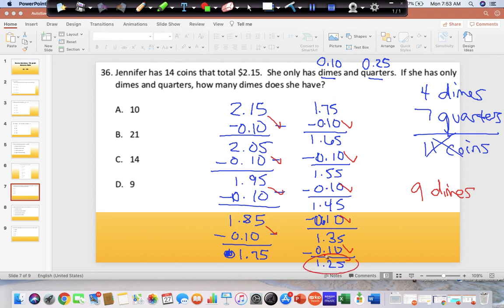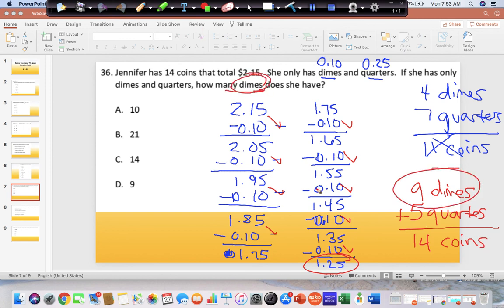And we need to think about how many quarters will go into $1.25. 4 quarters in $1, and then 1 more quarter equals $1.25. So that's 5 quarters. And if we add 9 plus 5, we get 14, and that's 14 coins total. The question asked how many dimes does she have? Well, she's got 9 dimes, and that is answer choice D.